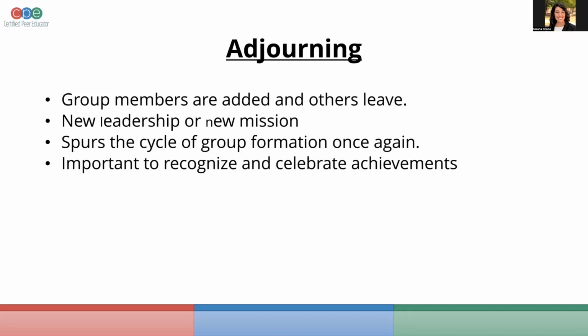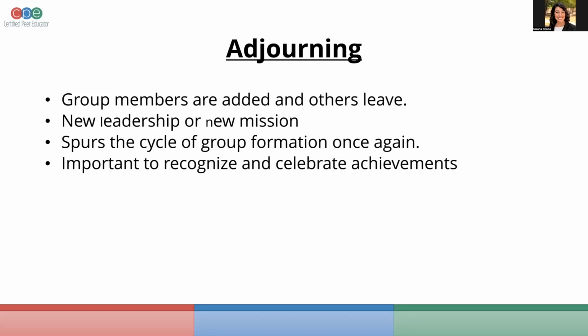This stage is the adjourning stage. A group reaches this adjourning stage because either new members are joining or old members are leaving. We have this a lot of times, pretty much every semester. People graduate in December and they graduate in May. We bring on a whole new team in August. So the adjourning stage happens many times throughout our peer ed process.